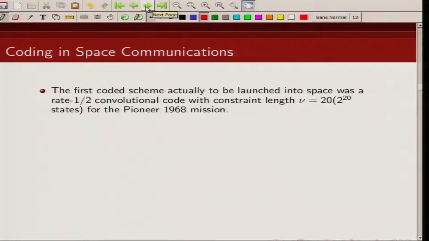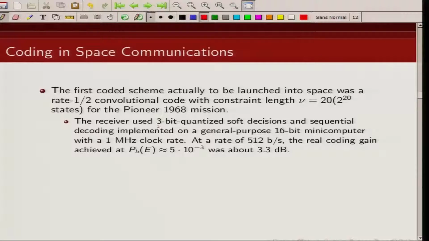So let's start with applications of convolutional code. The Pioneer mission was in 1968, and they used a rate half convolutional code which has a constraint length of 20. So there were 2^20 states, and they used sequential decoding to decode this code. The receiver used a 3-bit quantized soft decision, and it was implemented on a 16-bit mini computer. It provided a coding gain of about 3.3 dB.